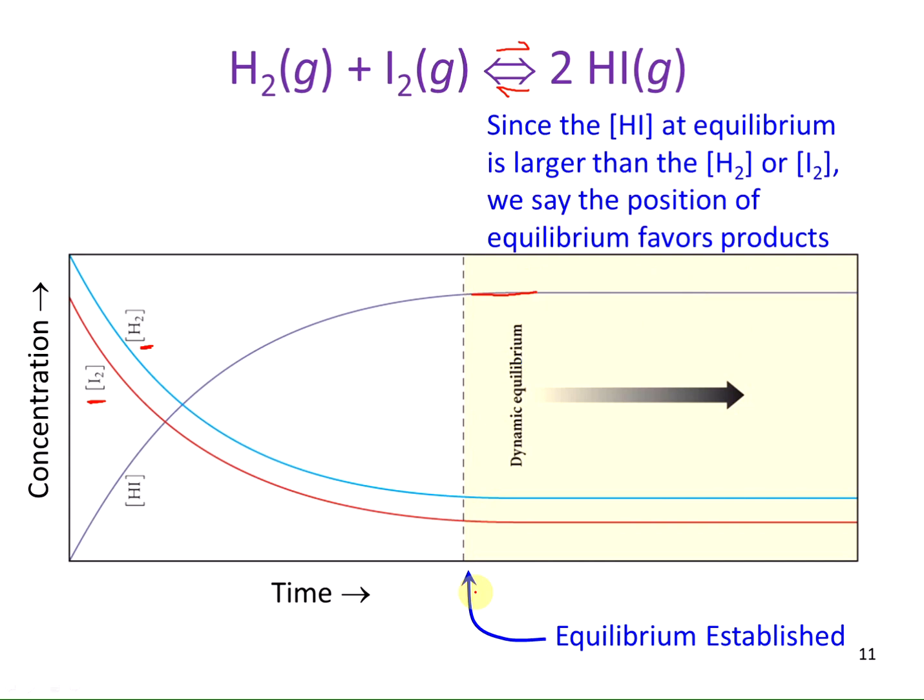Since the HI at equilibrium is larger than the H2 or I2, we say that the position of the equilibrium favors the products. So this concentration of the product is much greater than that of the reactants. So we're making more product, so it lies towards the product side, so it favors the products.